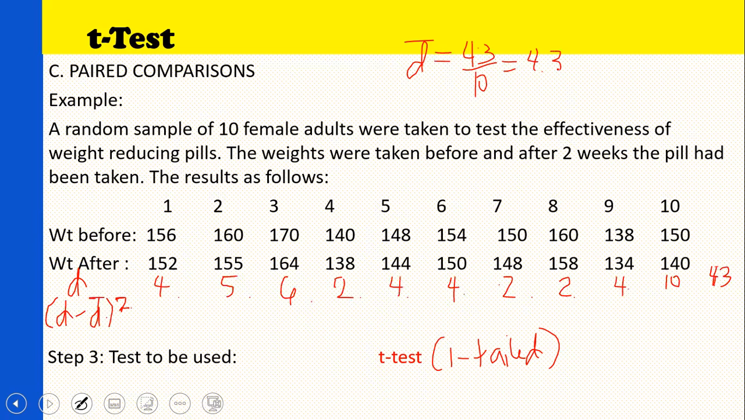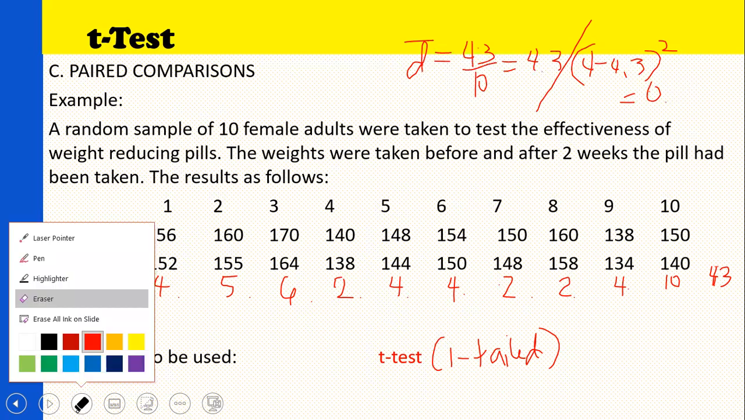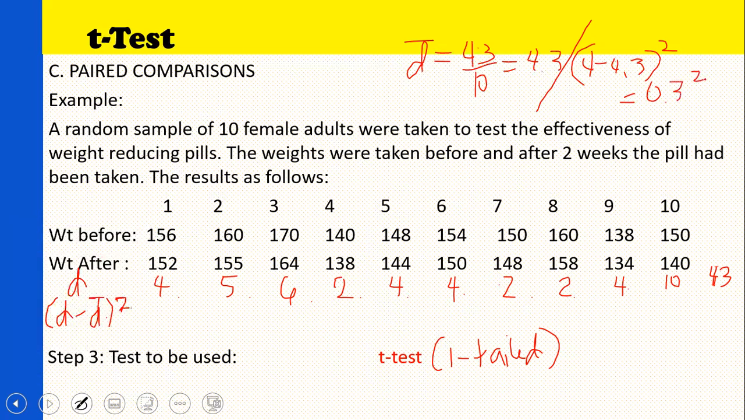So we have 4 minus 4.3. Let's go over my solution. That will be 4 minus 4.3 quantity squared, which is equal to 0.3 squared, and that will be 0.09. The same thing here: we also have 5 minus 4.3, and that will be 0.7, and 0.7 squared will be 0.49.